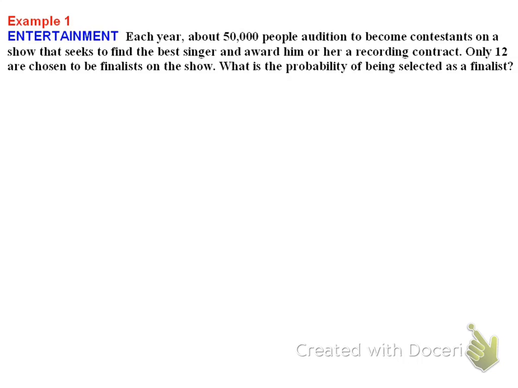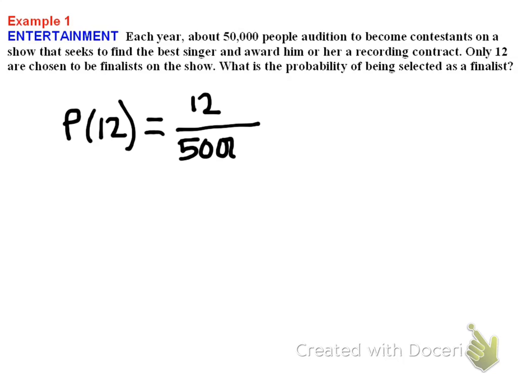Well, remember that probability is the number of successful outcomes we want compared to the total number of outcomes. Okay? So we can say that the probability of being one of the 12 chosen would be 12 compared to the 50,000 total that are signing up for the competition. So that reduces then to 3 over 12,500.